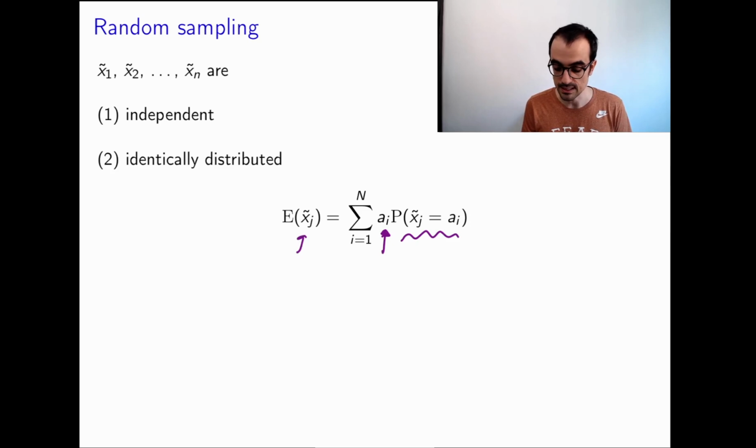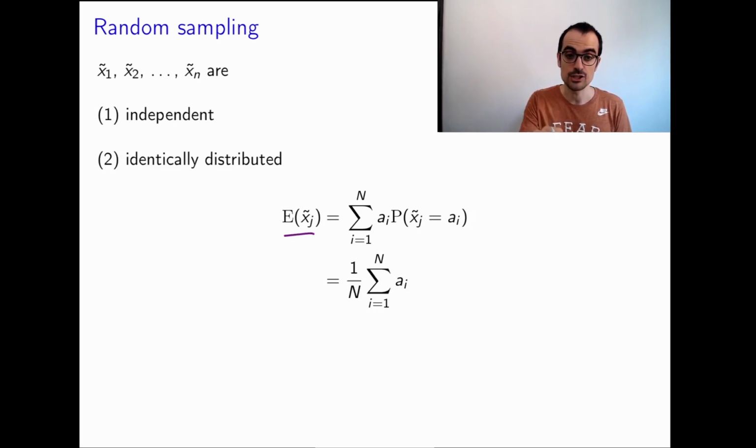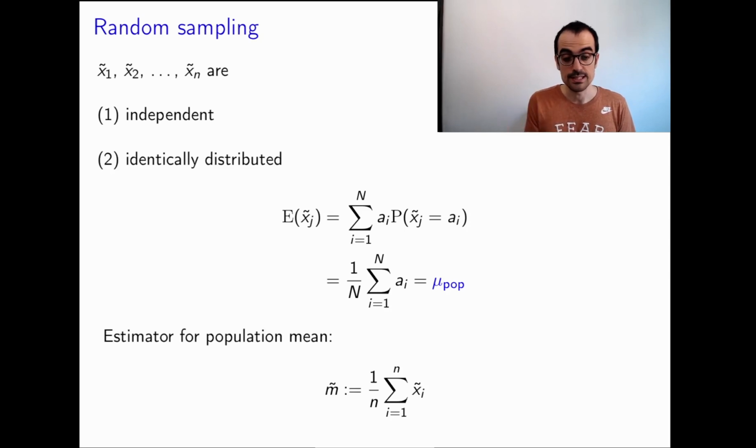We have already seen that this probability is just 1 over the number of people in the population. Those are the heights. So we see that the expected value of each of our measurements is exactly the mean of the population that we are interested in. Okay, and this seems like a good sign. A reasonable estimator for this population mean is just taking all our measurements and averaging them.